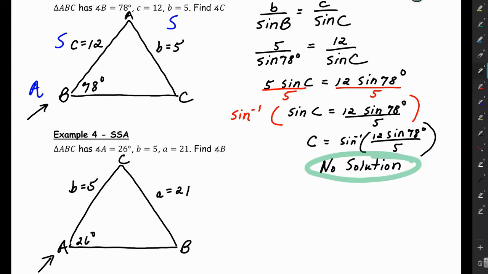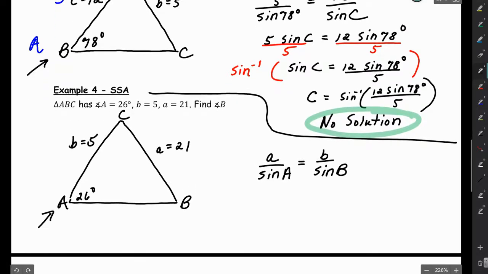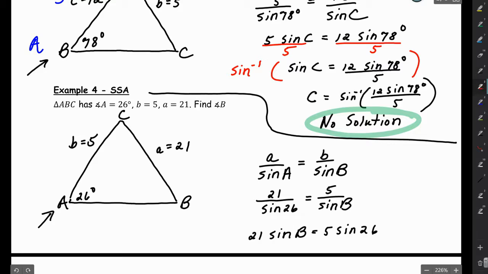So now we're going to set it up. All right, so A is 21. Sine is 26. B is 5 over sine B. Okay, we're going to cross multiply. We're going to divide both sides by 21. So we're going to get sine B is equal to 5 sine 26 over 21.